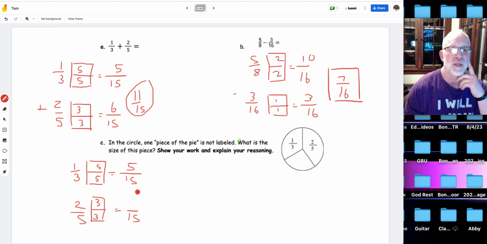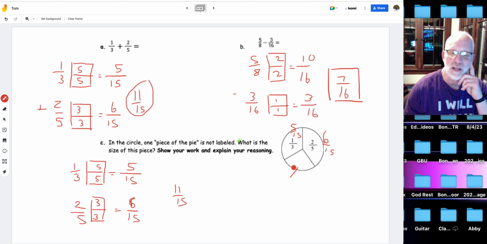So on the top, we have 11/15. I'm sorry, I jumped the gun. We have 6/15. 6 plus 5 is 11/15. So if this is 11/15, this is 5 out of 15, right? And this is 6 out of 15. So those two make 11.